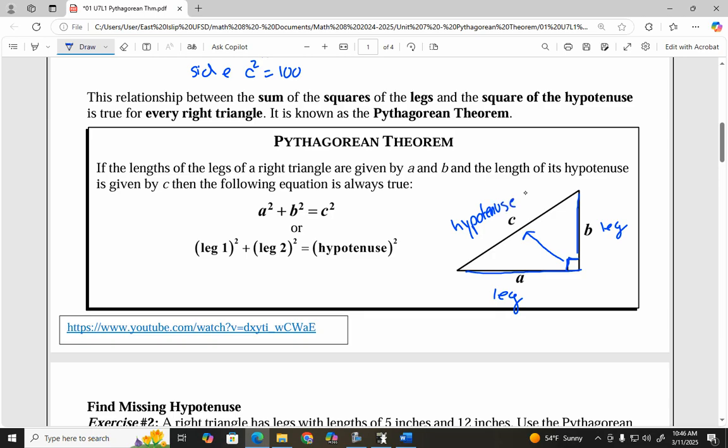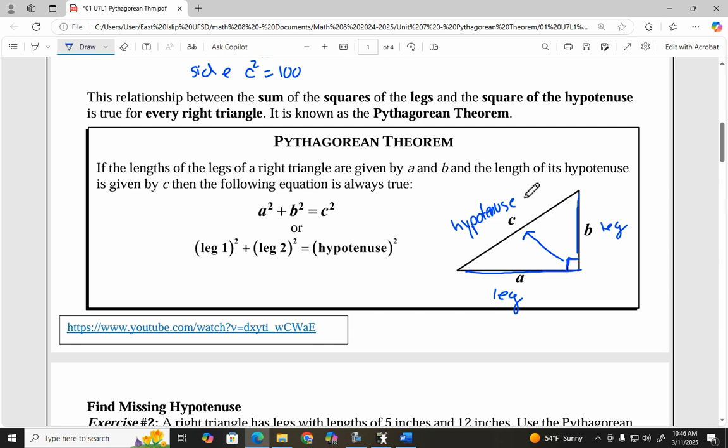You do have to know this terminology. There'll be questions, maybe like multiple choice questions, about some of this terminology. So A and B are the legs, C is the hypotenuse, and if you square the legs and add them together, they equal the hypotenuse squared.